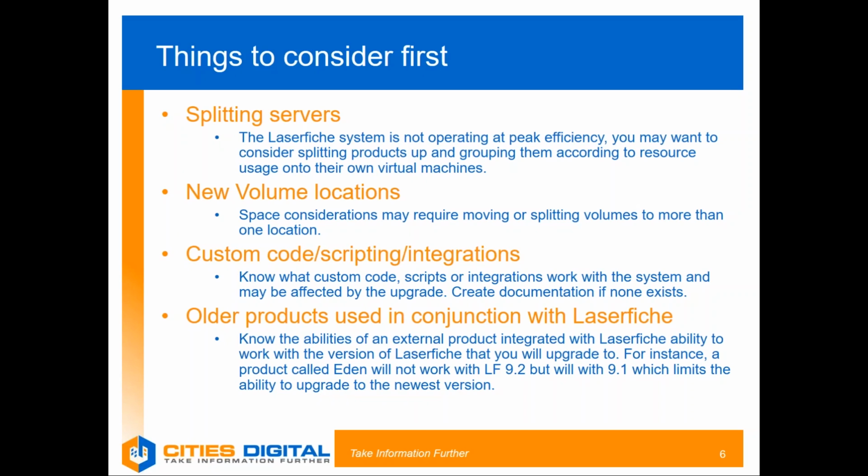Let's see, new volume locations. Space considerations may require moving or splitting volumes to more than one location. So when we're moving, migrating, upgrading, or just have a problem with space, we just need to know that the volumes do not have to be in the same location, especially if they're rollover volumes. If we have our rollover volume set to a specific location on a server or a SAN and it's run out of space, we can adjust that to use a second SAN or a second set of space during the time that we perform the upgrade or migration, or whenever it necessitates having to do that. We can set it up to roll over to a new location.